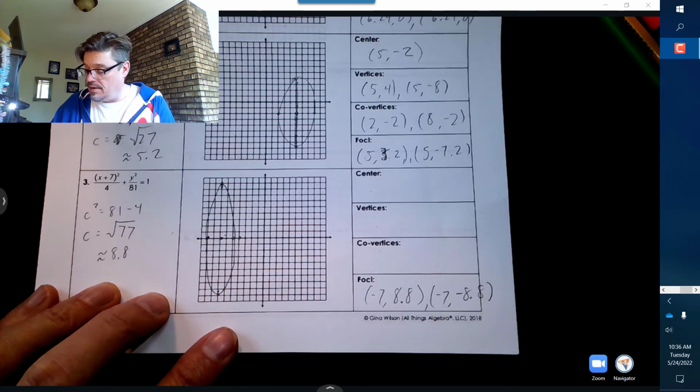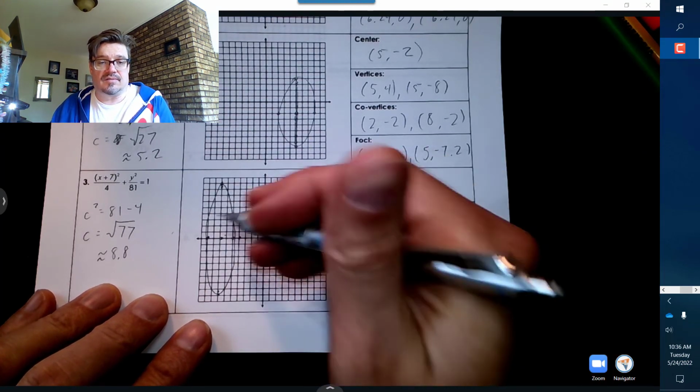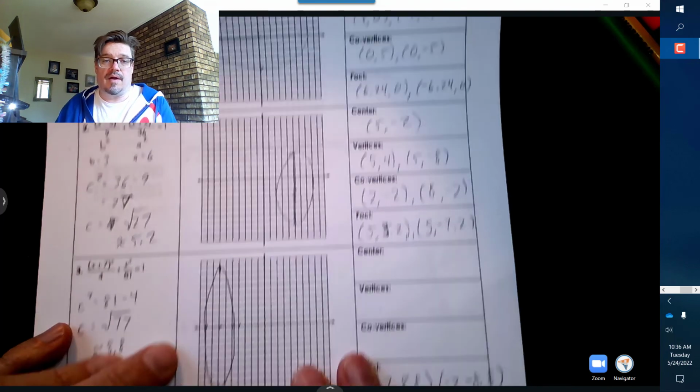Okay. All right, and then the co-vertices and vertices and center are all labeled here. That should be no problem. All right, that's it.